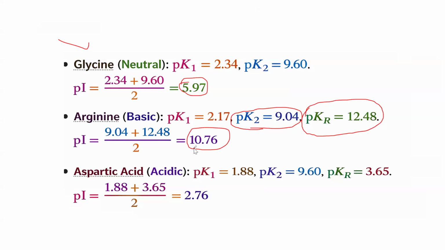Then of course, in the case of aspartic acid, which is acidic, as you can see clearly from here, the pK1 is 1.88, and the pKr, which is the R side chain, is 3.65. So to calculate the pI, you take the lowest values, for both the pKa of the carboxylic group and the pK of the R side chain, and we average them, and that will give you 2.76. So this is the isoelectric point of aspartate, which is an acidic amino acid.